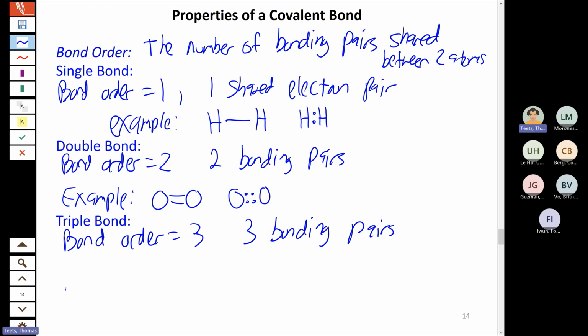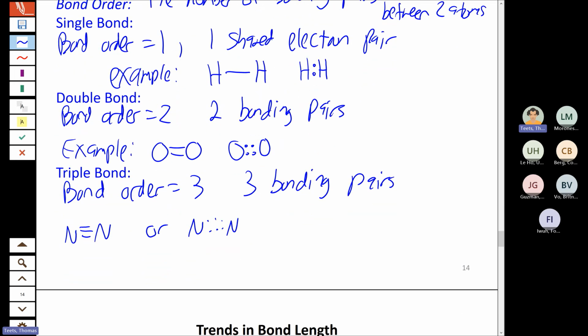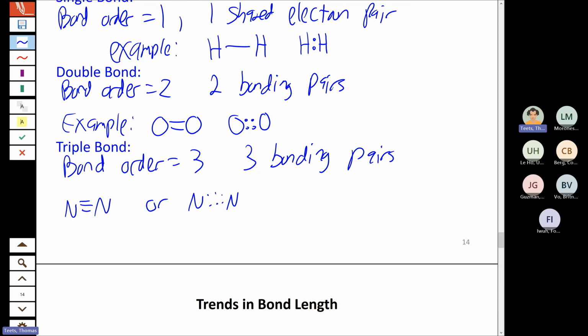So nitrogen forms triple bonds with itself when you make N2, the most abundant gas in our atmosphere, which again, is most commonly written as 3 lines, or 3 pairs of dots shared between 2 atoms. Each pair of dots is 1 bond.